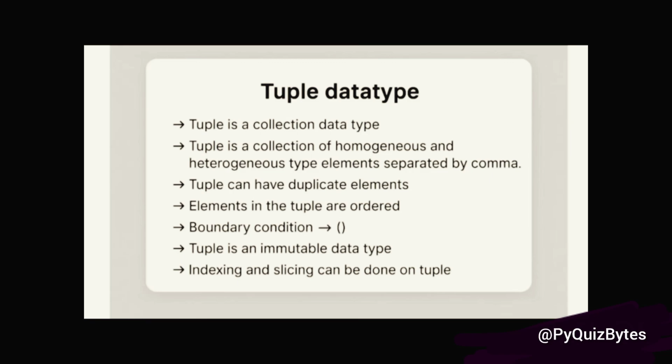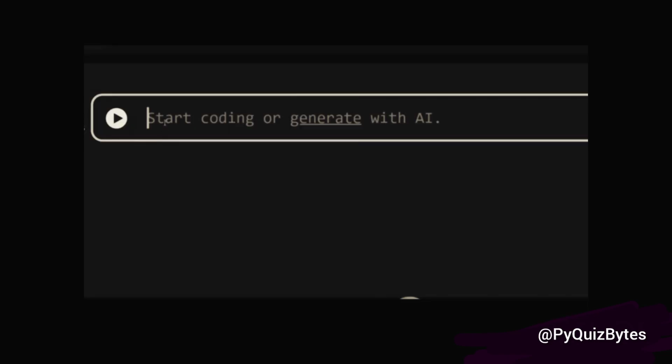Boundary condition is parenthesis. Tuple is an immutable data type, that is it cannot be changed once it is created. Indexing and slicing can be done on tuple. For all the ordered data types, that is string, list, tuple, for these three of them we can perform indexing and slicing.